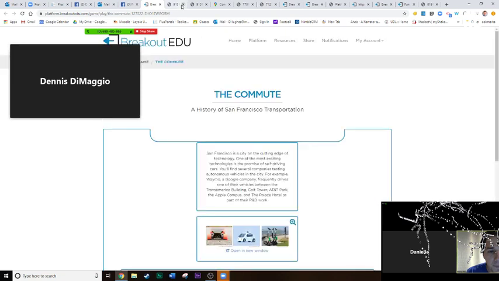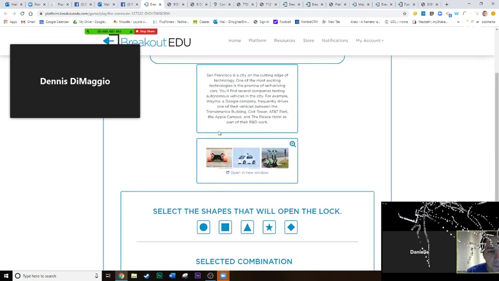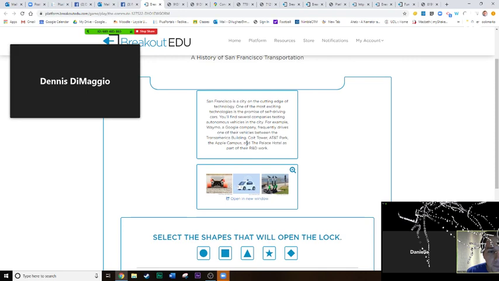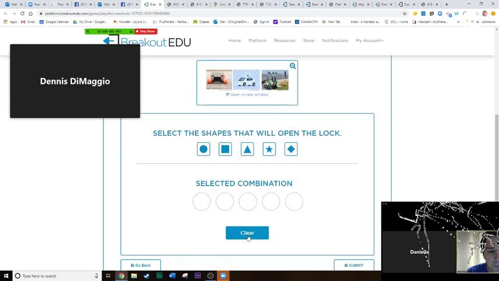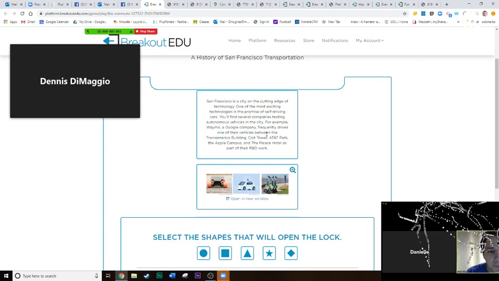Let's try to do the shape one together. Although I wish it was sheep. Oh, wait, maybe we should have read this. San Francisco is a city on the cutting edge of technology. One of the most exciting technologies is the promise of self-driving cars. You'll find several companies testing autonomous vehicles in the city. For example, Waymo, a Google company, frequently drives one of their vehicles between the Transamerica Building, Coit Tower, AT&T Park, the Apple campus, and the Palace Hotel as part of their R&D work. So maybe we look up those buildings.